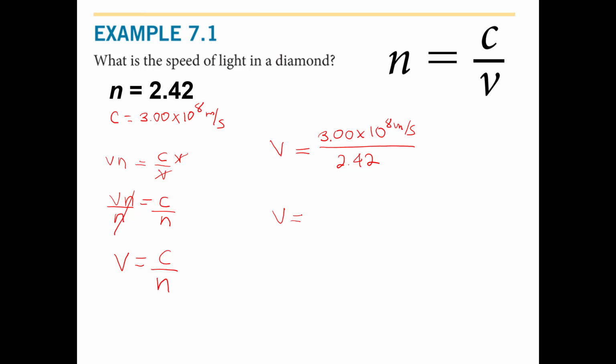If we divide these two values, 3 divided by 2.42 will be 1.24 × 10⁸ meters per second. Then this is the speed of the light in diamond.